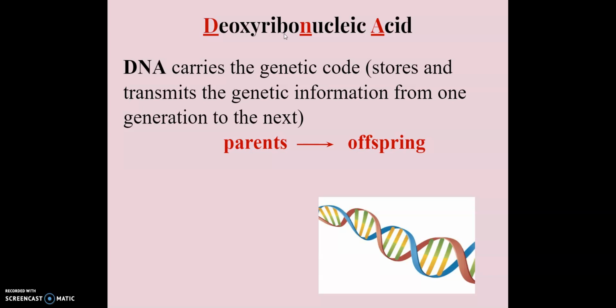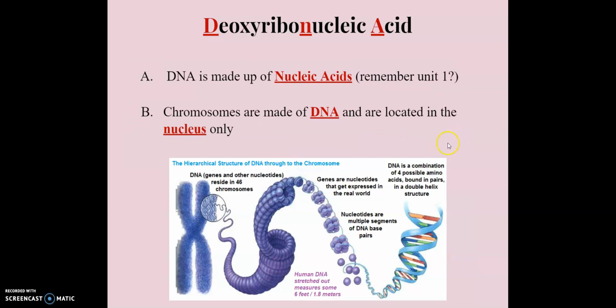We know that DNA carries the genetic code, which stores and transmits the genetic information from one generation to the next. So DNA is transmitted from your parents onto you. We know that DNA is made up of nucleic acids. You remember nucleic acids from Unit 1. We're coming back to that.